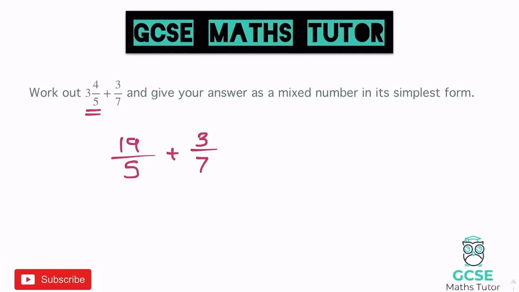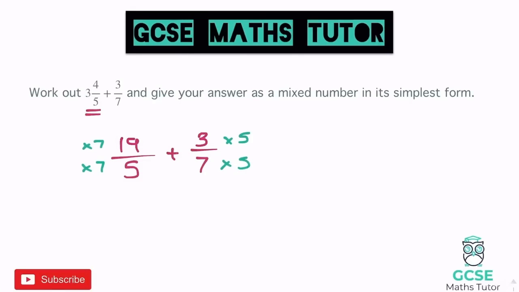As long as whatever we do to the bottom, we also do to the top, we can make equivalent fractions with a common denominator. Thinking about 5 and 7, the lowest common multiple of those is 35. So in order to get them to be 35, the left fraction I can times the top and bottom by 7, and the right fraction we can times the top and bottom by 5, and that would give us 35 on the bottom of both.